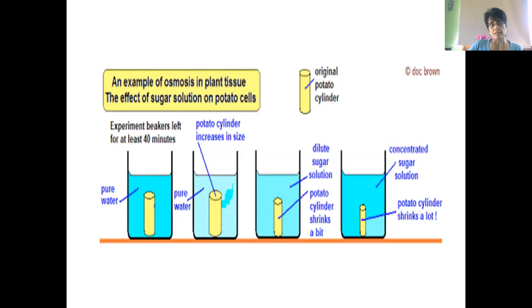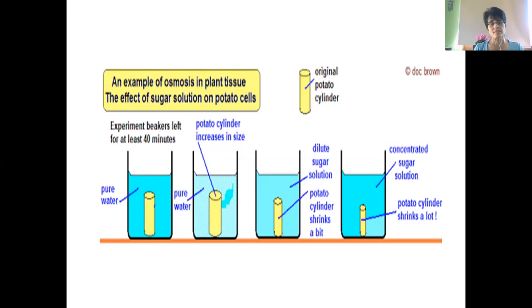Okay, last one. So what happens if you put the potato cylinder in a very concentrated sugar solution? Pile the sugar in that solution. So now the higher water concentration is going to be in the potato cylinder, all right, still. But the solution on the outside is a very sugary, sweet solution, sugar solution. So lots of water is going to move out of that potato cylinder, and it's really going to shrink a lot. So we always talk about net movement of water, all right?